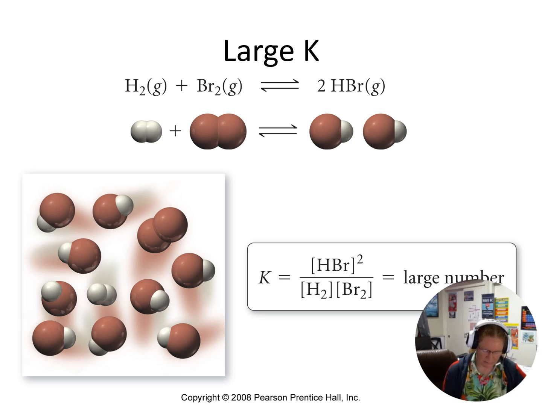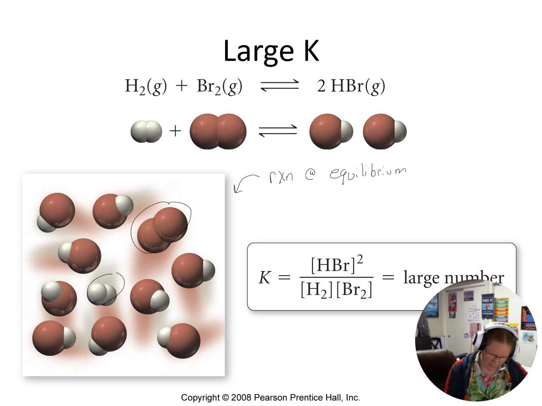So my little picture over here is a reaction at equilibrium. Let's take a look. I have a hydrogen, I have a bromine, but then I have a hydrogen bromide, a hydrogen bromide, a hydrogen bromide. Oh, look, it's almost all hydrogen bromide. So large K favors products. When we have a large K, we're going to form more products.